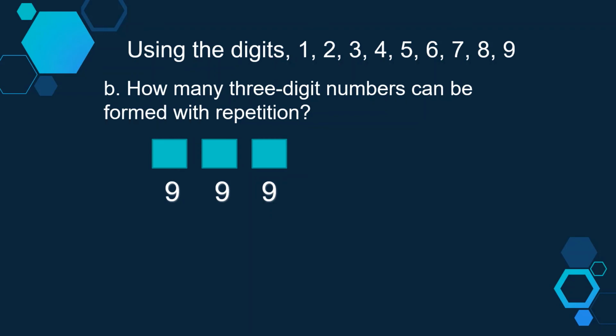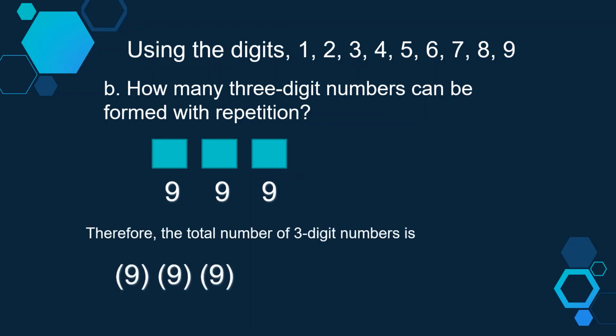So to get all the possible outcomes, we will just simply multiply 9 times 9 times 9. So therefore, we have 729 numbers that can be formed with the given digits.